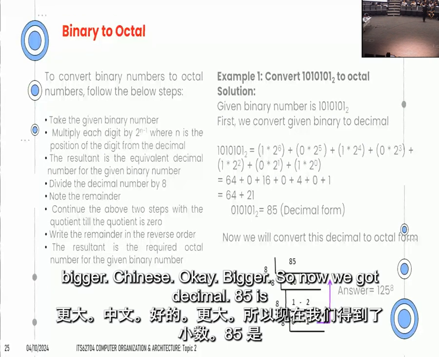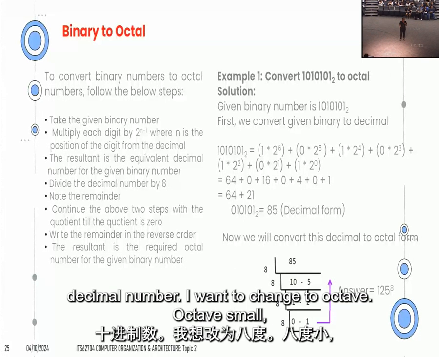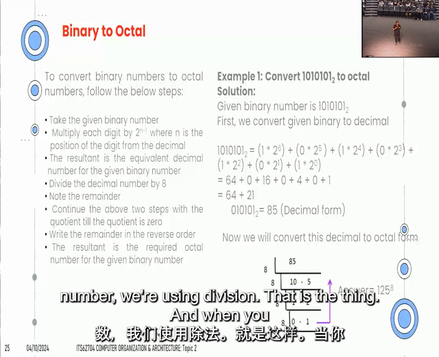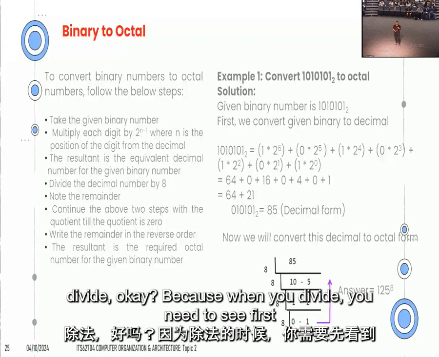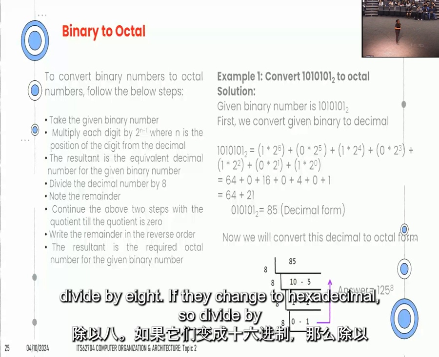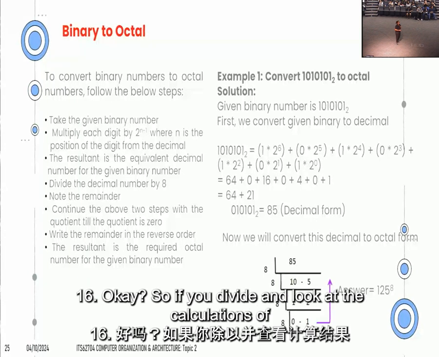So now, we got decimal. 85 is a decimal number. I want to change to octal. Octal is smaller, right? So when we start from the big number to the small number, we're using division. That is the thing. When you divide, you need to see first what base you want to change to. If octal, you divide by 8. If changing to hexadecimal, then divide by 16.